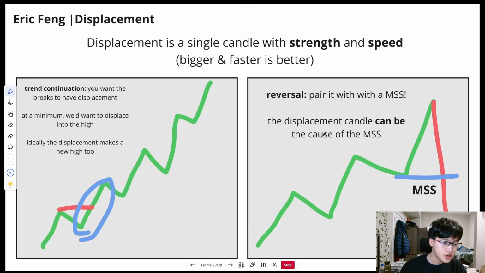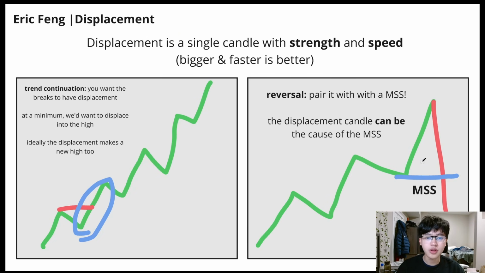The next situation is with the reversal, which you can pair with the market structure shift we just learned. Essentially, this displacement candle can be the cause of the market structure shift. So let's say we're in this uptrend, and now we get a single candle that goes kaboom. It's very big, very strong to the downside, and closes. We get a candle body close. Then that's going to give us a good probability for a reversal.